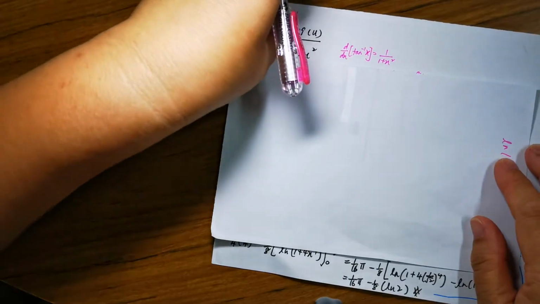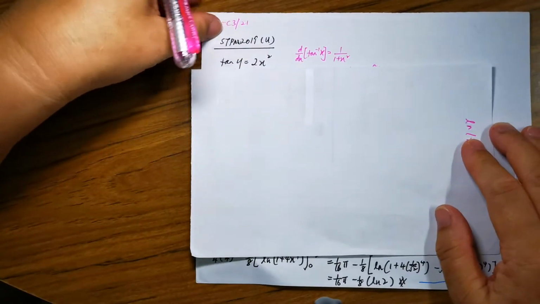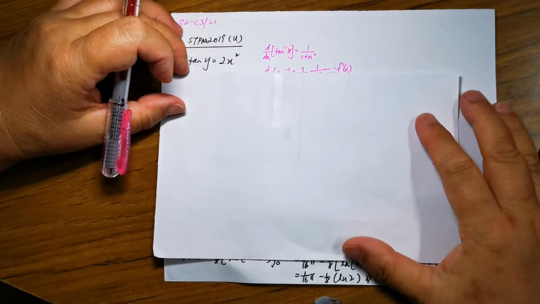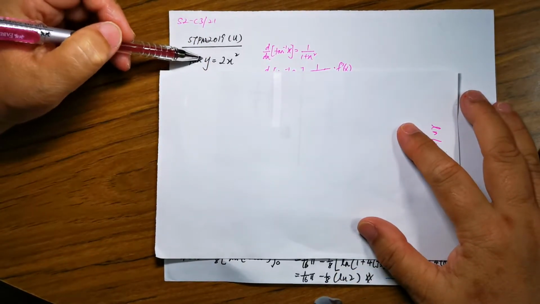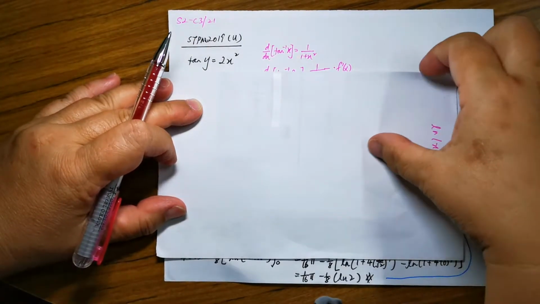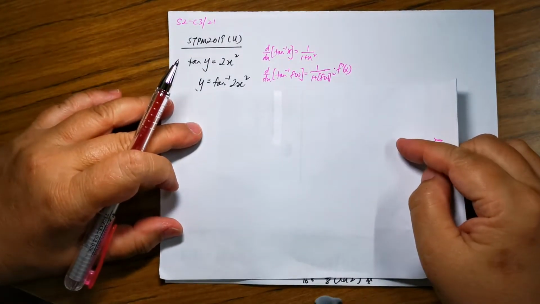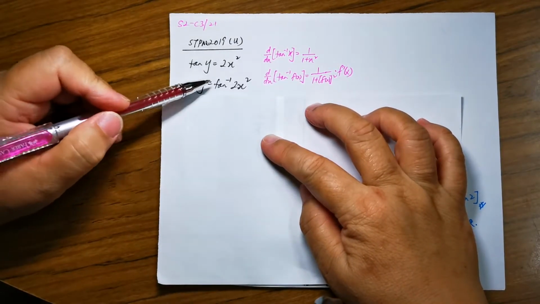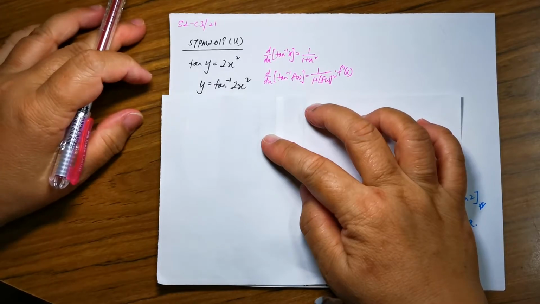Alright, can you see the whole paper? Okay, good. So they give you this one, tangent y equals 2x squared. The easier way is we write it into arctangent form. If tangent y equals 2x squared, then y equals arctangent 2x squared.